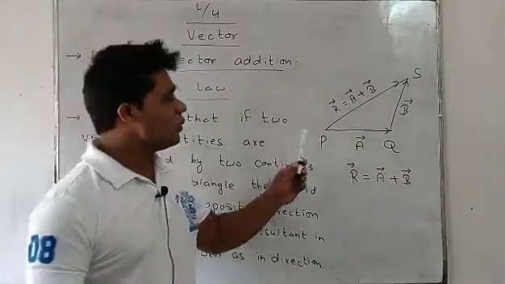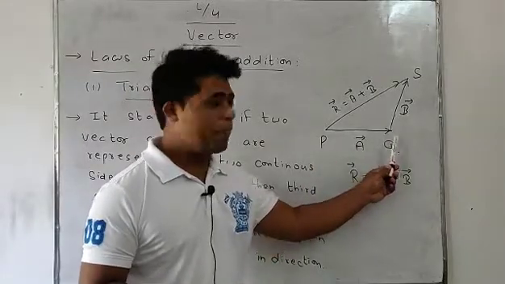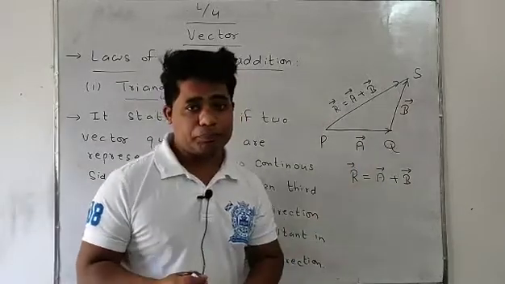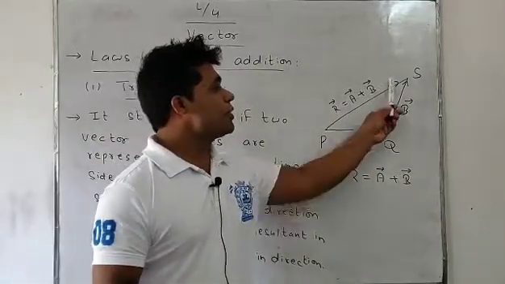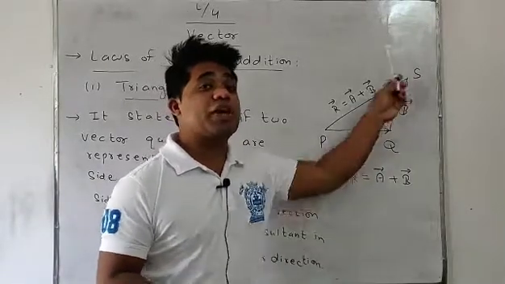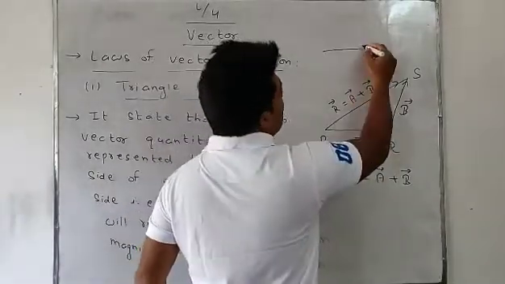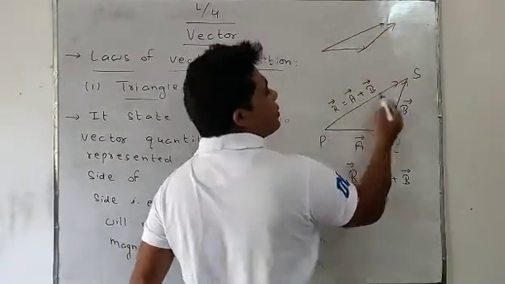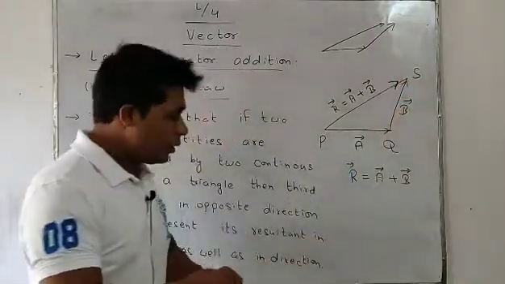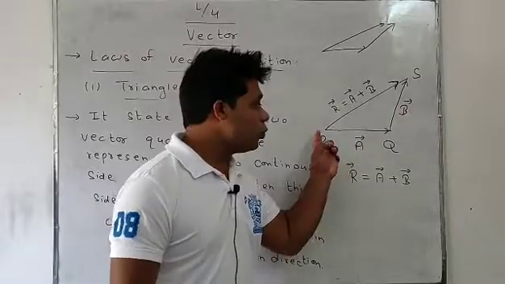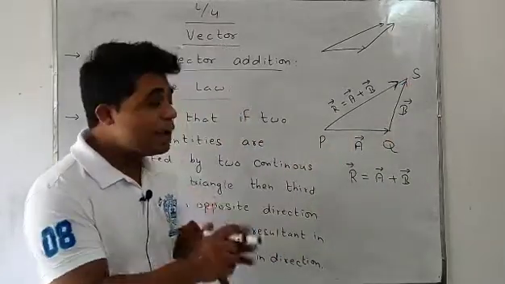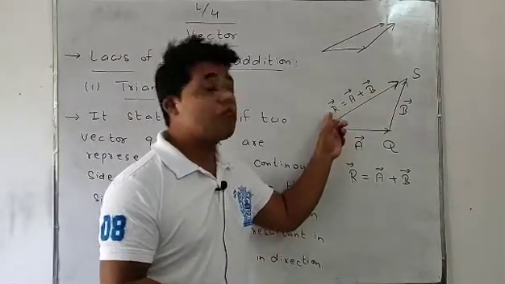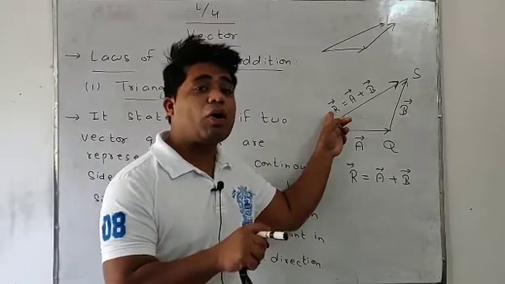Suppose vector A is represented by the side PQ and vector B is represented by the side QS, that is, two continuous sides of a triangle. In that case, PS is the third side of the triangle, in the opposite direction. How? This is continuous, that is continuous, so this will be continued, but this is coming in the opposite direction. So if two vector quantities are represented by two continuous sides of a triangle, then the third side that is in opposite direction always represents the resultant vector of these two.